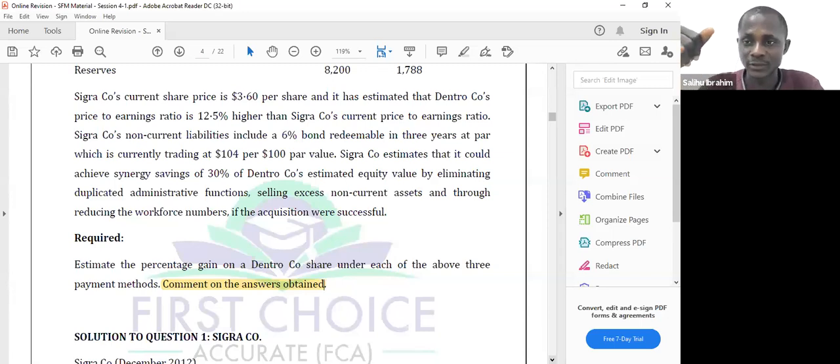But what is the disadvantage to them? The disadvantage to them is that the future market price of their share is uncertain, because share price fluctuates, isn't it? So after the acquisition, the market price may drop beyond what is expected, therefore creating uncertainty as to the value they are going to get on their shares. You understand? That is the disadvantage to them.